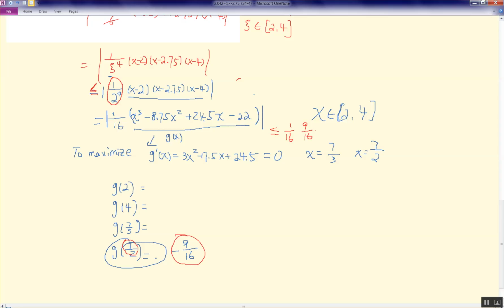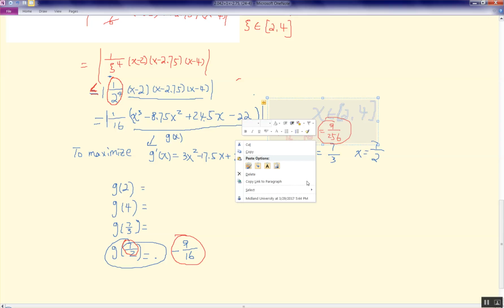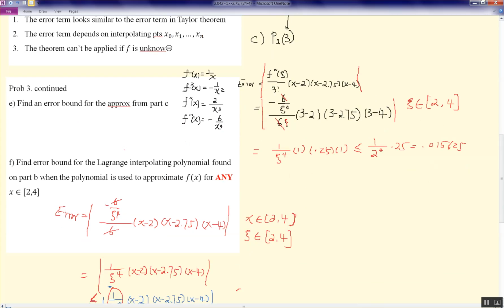Which gives us 9 over 256. So this is the error bound for the last problem, for using the P2 we developed to approximate f of x for any x in 2 to 4. So this concludes this part.